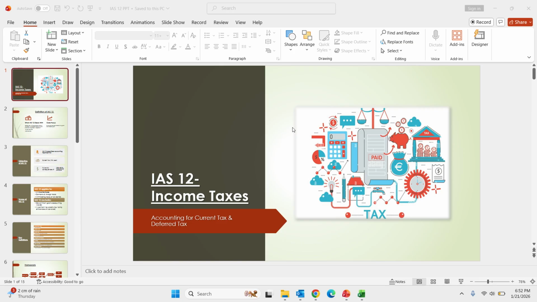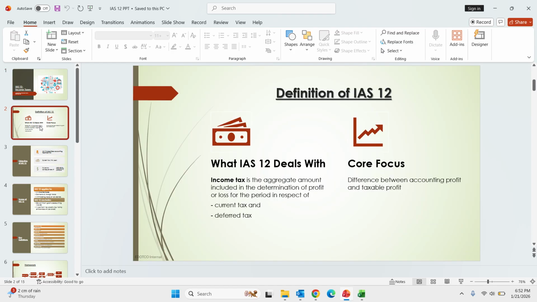In today's video, we'll break down IAS 12 income taxes and understand how current tax and deferred tax really work. So IAS 12 is the standard that prescribes the accounting treatment for income taxes. Income tax is the aggregate amount included in determination of profit or loss for the period, and it includes current tax and deferred tax. The prime focus of IAS 12 is that it accounts for the difference between accounting profit and taxable profit.